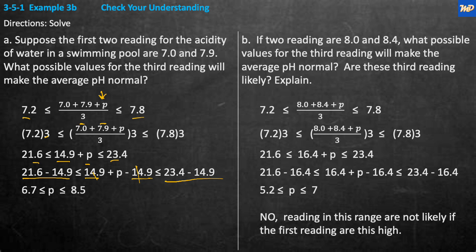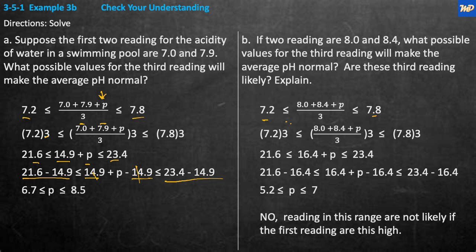If two readings are 8.0 and 8.4, what possible values for the third reading will make the average pH normal? Are these third readings likely? It's a little trick going on here, right? So explain. Well, same as before, 7.2 is less than or equal to 8.0 plus 8.4 plus P divided by 3 is less than or equal to 7.8.